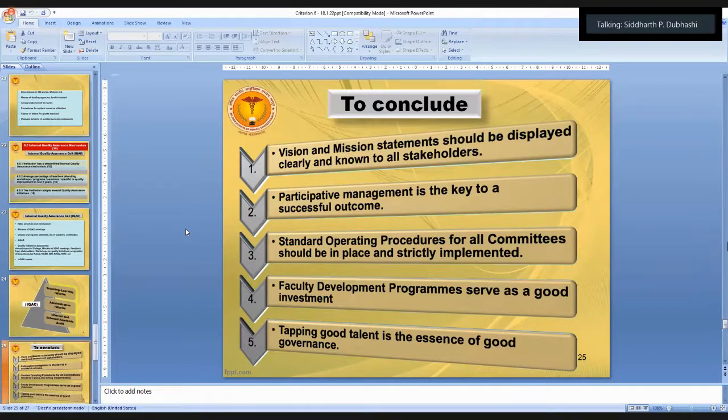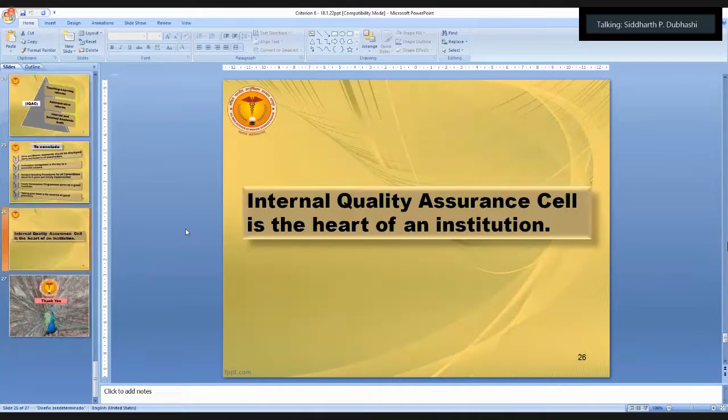Any institution is not made by your marble or your chandeliers or your lighting or illumination. Who is going to illuminate your environment? It is going to be the quality of the faculty, the quality of the students in the institution. So that is something which is extremely important. So invest in human resource, and that's going to take you towards the correct path for quality assurance, ladies and gentlemen. And we always say the internal quality assurance cell is the heart of any institution.